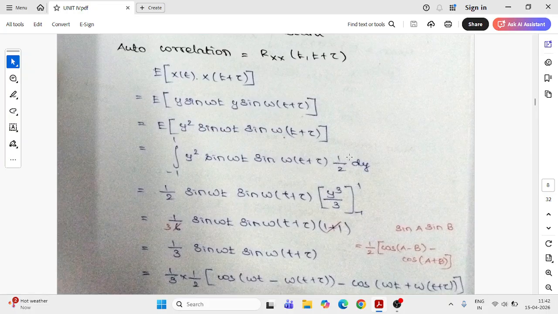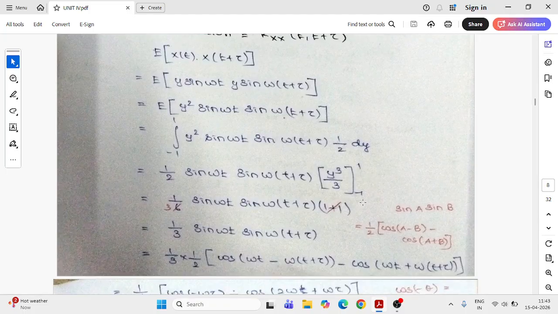So we are integrating with respect to y. Take all the rest of the terms as constant, so we are taking out. So sin omega t plus tau, this 1 by 2, all are constant terms, so we have taken out. The remaining term is y square alone. So when you integrate this y square, y cube by 3, the limit is minus 1 to plus 1. Let us substitute this. Take this 1 by 3 also outside, so it becomes 1 by 6. Already 1 by 2 is there. When you multiply it with 1 by 3, it becomes 1 by 6.